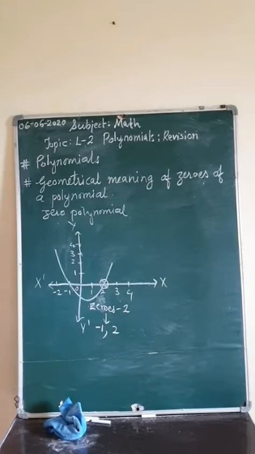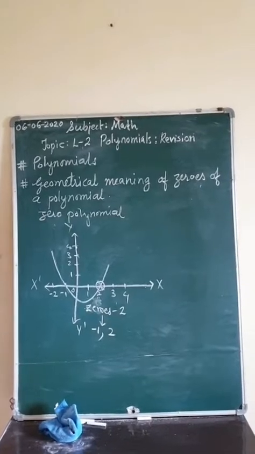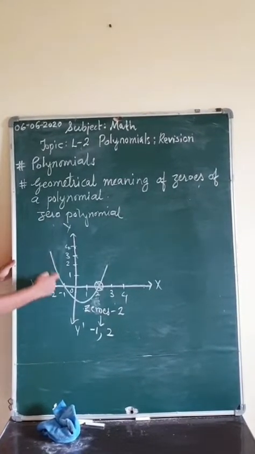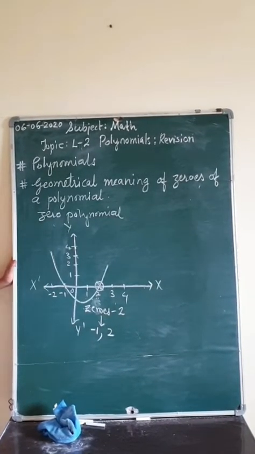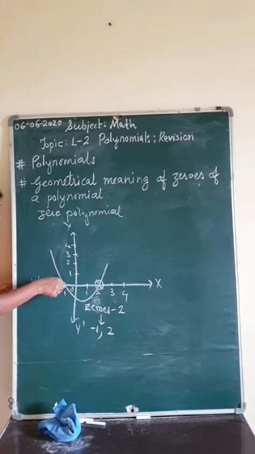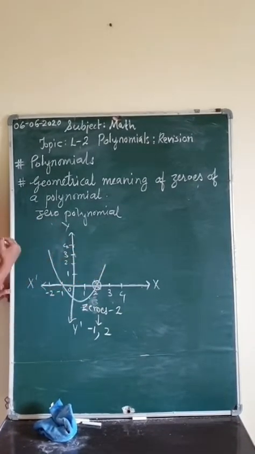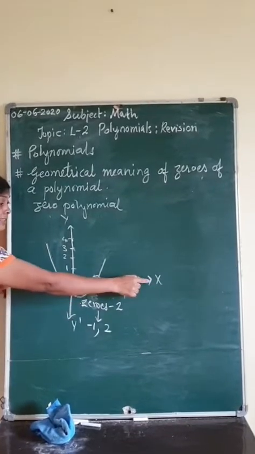So for the geometrical meaning of zeros of a polynomial, you will be given the graphs and you have to find out how many zeros that polynomial has and what those zeros are. Keep in mind, the zeros are the only points of the polynomial where it is passing through the x-axis.